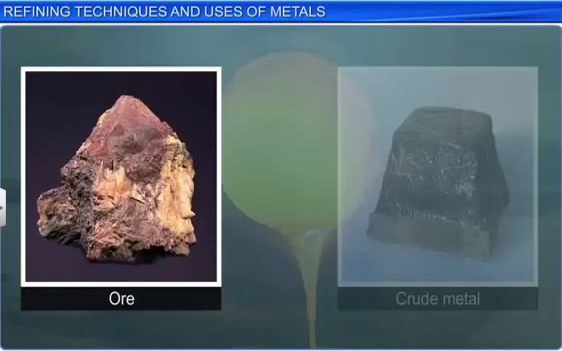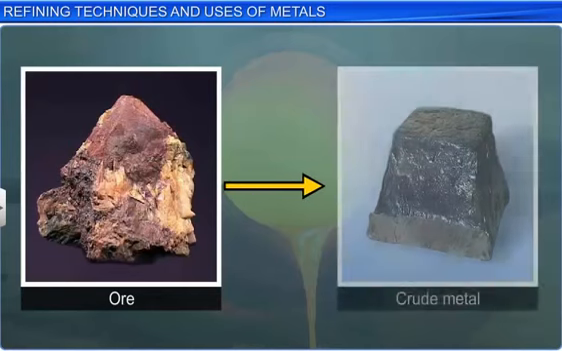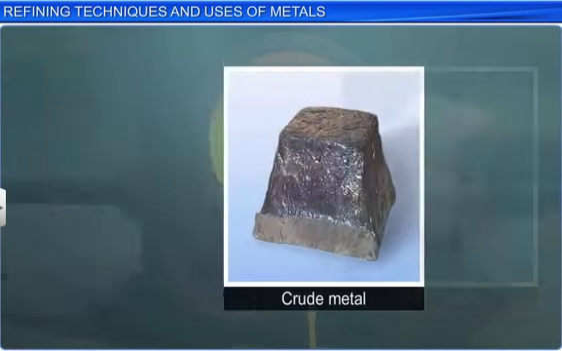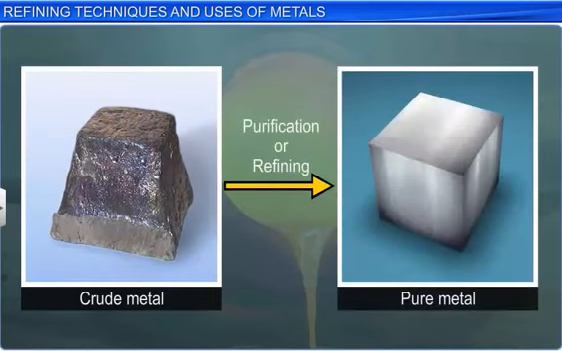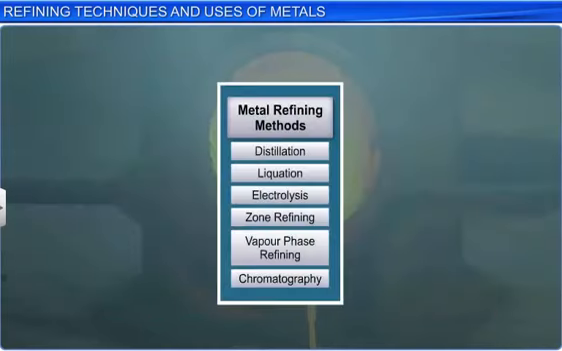A metal extracted from its ore by any method is generally impure and is known as crude metal. The impure metal is purified by subjecting it to a process of purification or refining. Depending upon the nature of the metal and the impurity present, various refining methods such as distillation, liquation, electrolysis, zone refining, vapor phase refining, and chromatography are used.